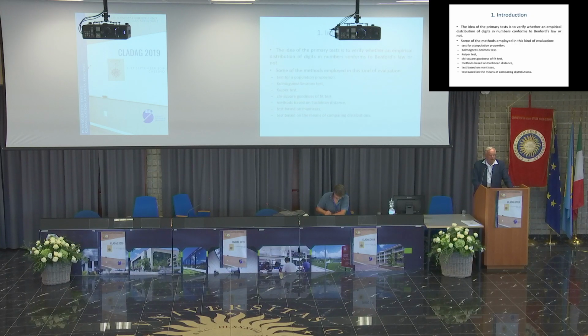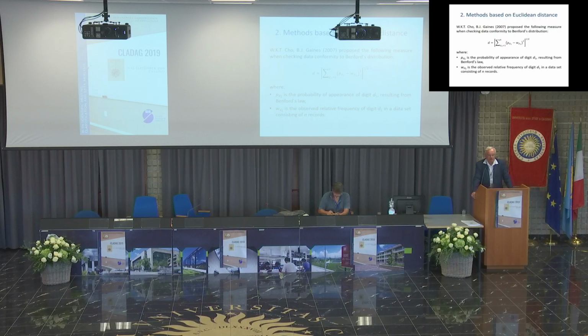regularities. The idea of primary test is to verify whether an empirical distribution of digits in numbers conforms to Benford's law or not. And in this case, we can use many statistical tests such as chi-square goodness of fit test, Kolmogorov-Smirnov, Kuiper, and now I show the method based on Euclidean distance.